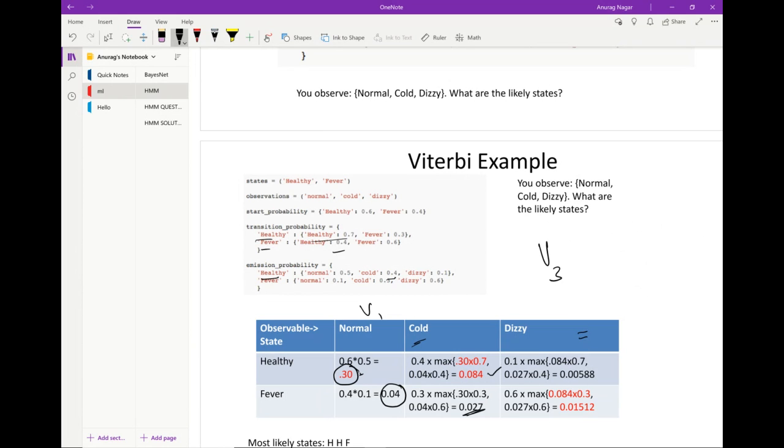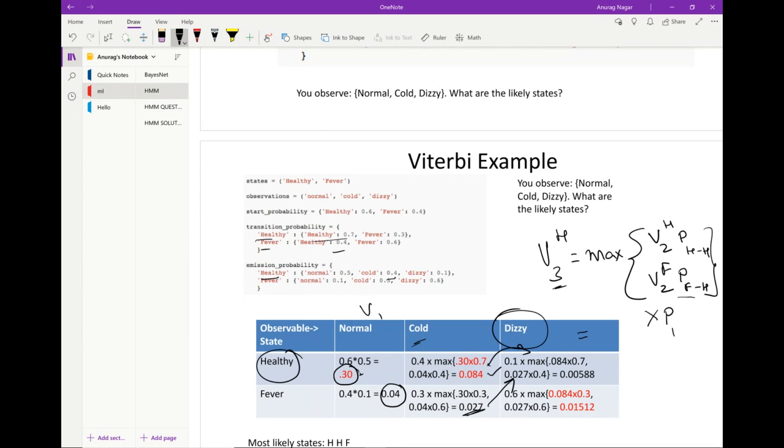So V3 healthy will be the max of two terms. This is 3, so you need to go to V2 healthy multiplied by the probability of healthy to healthy, and V2 fever multiplied by the probability of fever to healthy. Sorry, this is healthy to healthy, and this is fever to healthy. This is multiplied by the probability of being in the healthy state and emitting dizzy. So the probability of dizzy given healthy. If you really wanted to compute it, we could.